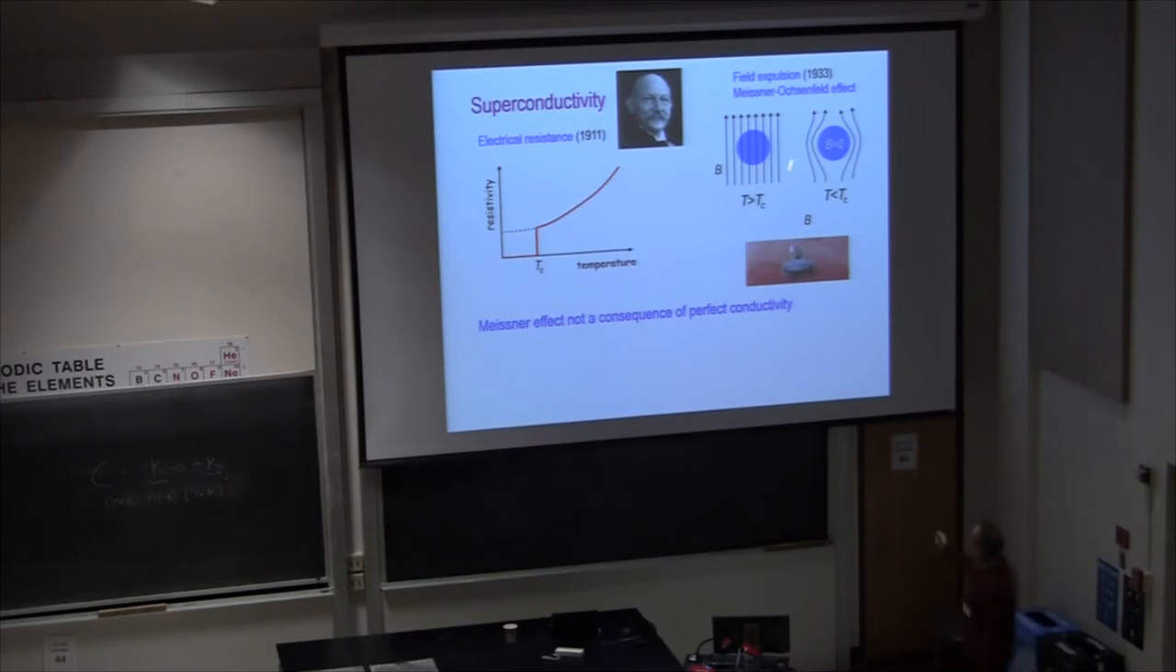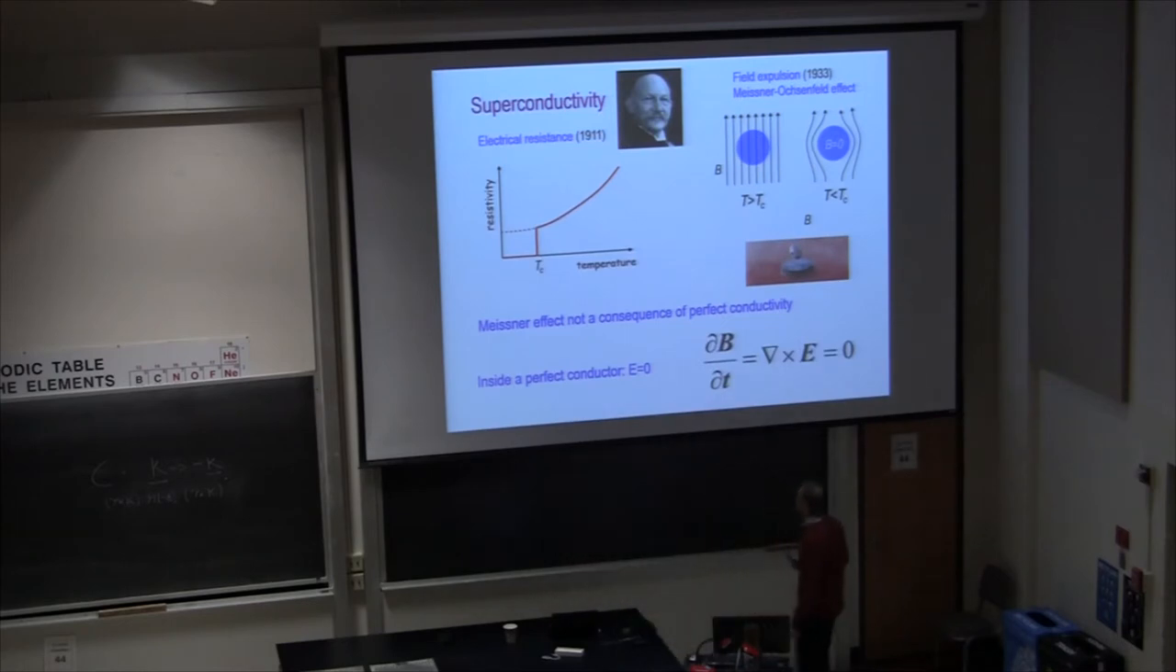And one thing to point out, which was realized early on, is that the Meissner effect is not a consequence of perfect conductivity. That's easy to see from Maxwell's equations. In particular, if we have a perfect conductor, then we all know that E is zero. If we look at Maxwell's equation for ∂B/∂t, that's given by the curl of E, and since E is zero, this must be zero.